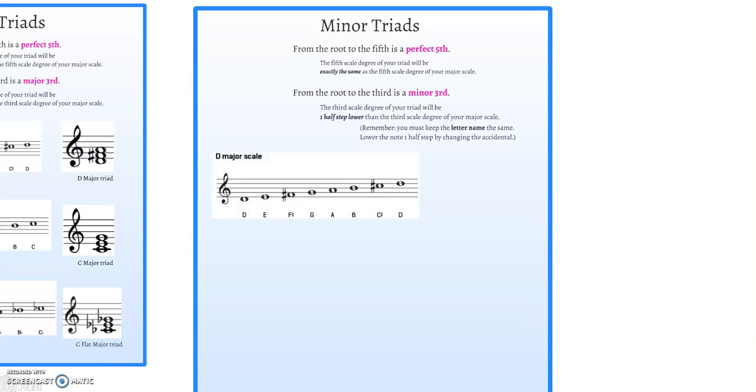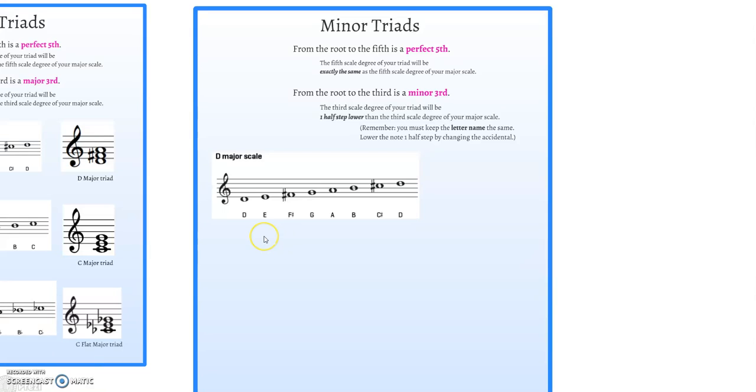Okay, example 1, D major. Here it is again. So according to the definition of a minor triad, we're not going to change the 5th scale degree. Whatever it is here is what it will be in our triad. So we need D on the bottom, we need A on the top, and then for the minor third, we're going to take the 3rd scale degree, F sharp, and lower it 1/2 step. A 1/2 step lower than a sharp is a natural.